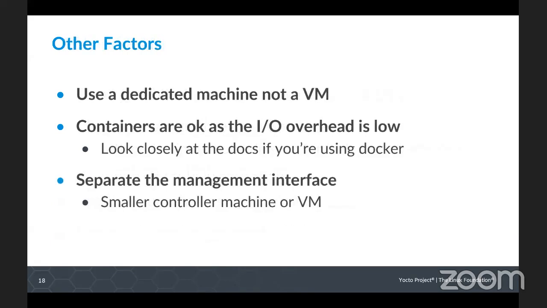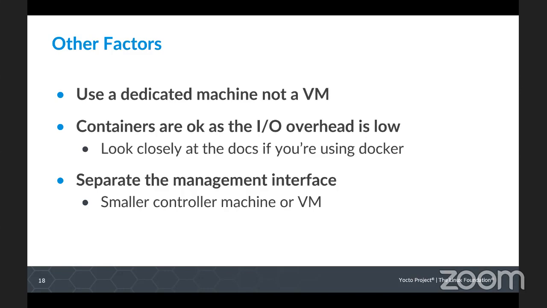Other factors to consider, a dedicated bare metal build machine is going to perform better than a virtual machine due to the lower I/O overhead. Containers are okay. There's not very much I/O overhead introduced by containers. But if you're using something like Docker, look closely at the documentation. Building inside the overlay FS system used by Docker can be quite slow. You need to set up a proper volume to build in.